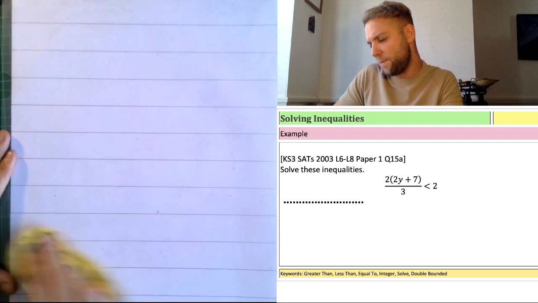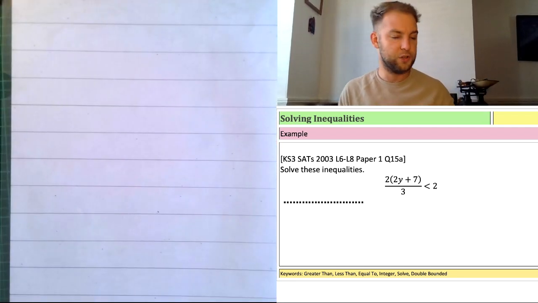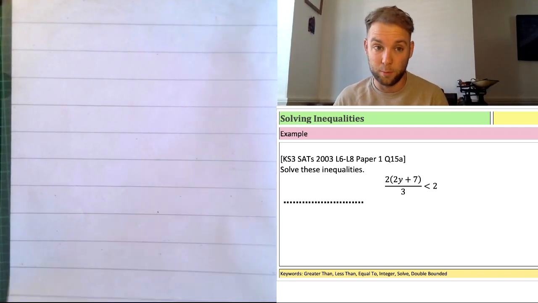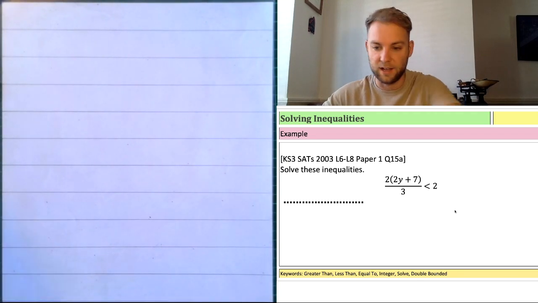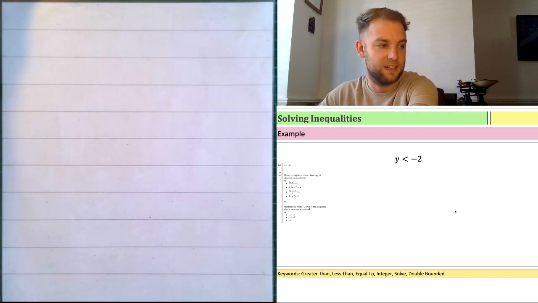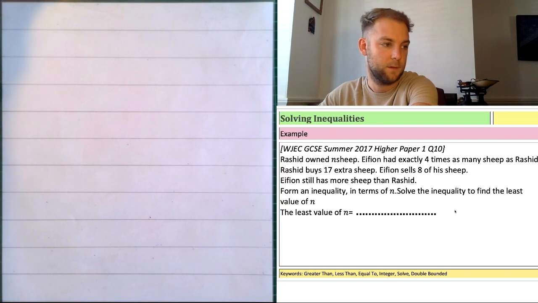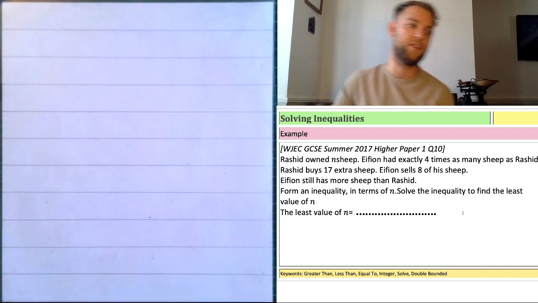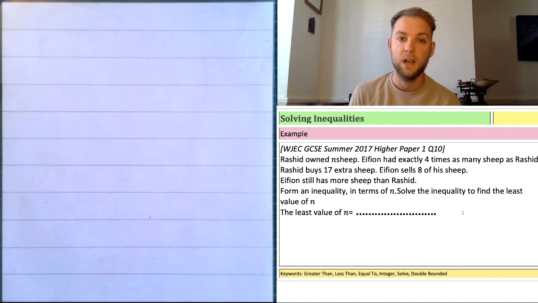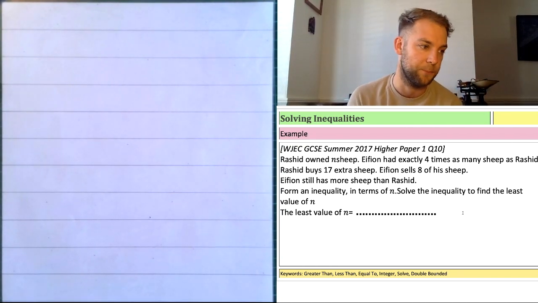This one is a little bit trickier. We're just going to take our time, and it does come up. It's a problem-solving question. We should probably check the answer first, shouldn't we? Y is less than negative 2. Brilliant. So this is from the WJEC Welsh paper in 2017, but I have seen some of these on OCR and Edexcel as well.